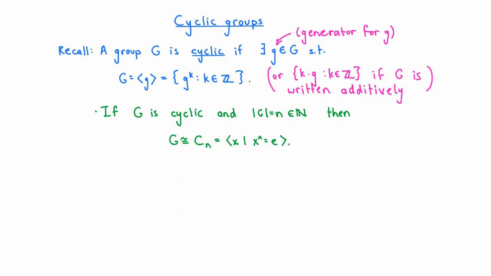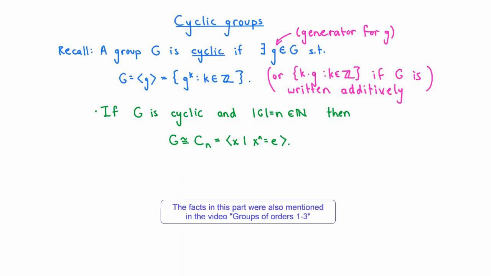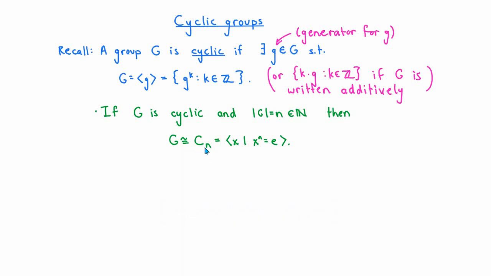Now, to collect together some other facts that we know, we've already established in previous videos that there's one cyclic group of order n for every natural number little n. Our notation for that group, which is unique up to isomorphism, is Cn, and a presentation for the group is the group generated by the element x subject to the relation x to the n is the identity.